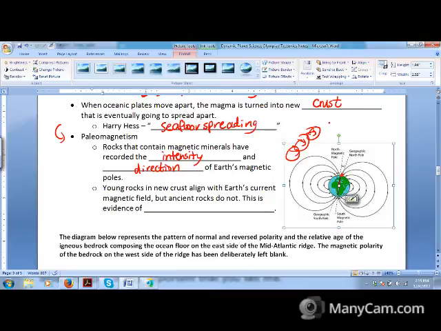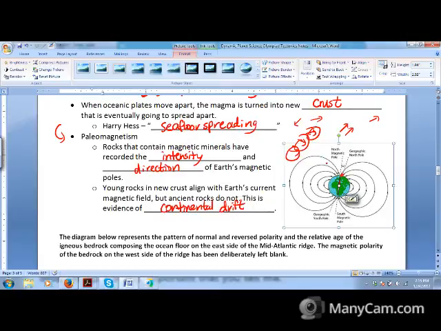So, young rocks are going to align perfectly with where the magnetic pole is today. But older rocks, the older you get, the more varied their directions become. And again, this is because of seafloor spreading, that sea moving apart, and that's basically continental drift. So all of this is going to be evidence of Wegener's continental drift.